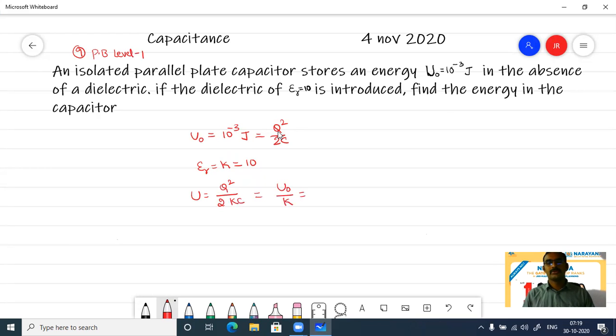From this, the U naught value given is 10 to the power of minus 3 and the k value, the dielectric constant, given is 10. So this will become 10 to the power of minus 4 joules. So if you introduce a dielectric constant, your energy will become 1 by k times. Then we'll go for the next one.